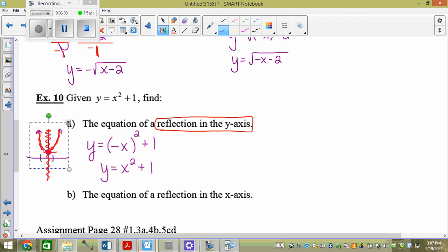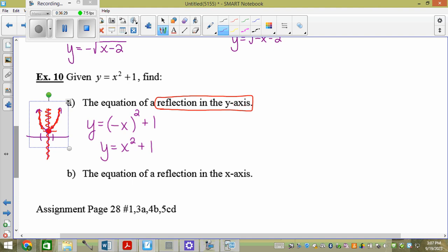But sometimes when you apply a reflection, the equation doesn't actually change because the graph itself is symmetrical about what you're reflecting, right? If the graph is symmetrical about the x-axis and you reflect it in the x-axis, you're going to get the same graph. If it's symmetrical with the y-axis and you reflect it in the y-axis, you're going to get the same graph.